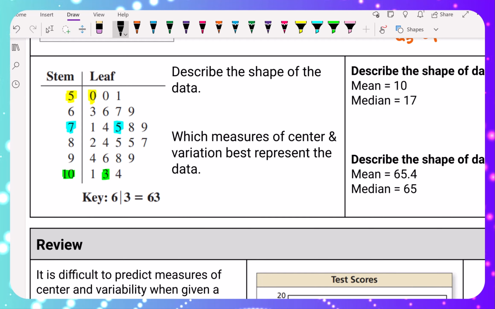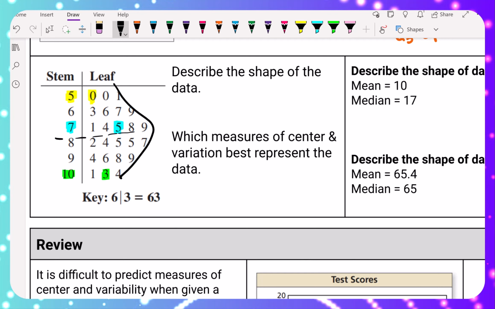Now, a stem and leaf plot is not like a histogram. A histogram looks like this. A stem and leaf plot is more like this. You have to kind of turn it on its side. So if I turn it on its side and then I look at the middle of that data, it looks symmetric to me.